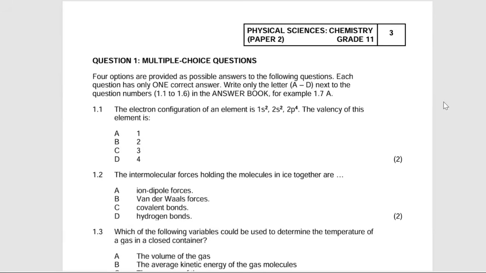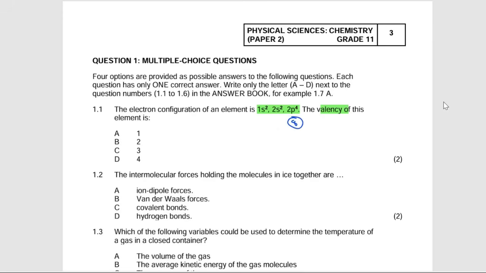Question number 1.1 reads: the electron configuration of an element is, so we're given an s-p notation of this configuration, and then we're asked in terms of the valency of this element. So we need to know how many electrons there are. If we add all these, 2 plus 4 plus 2, we're going to get a total of 8. So it means we're having 8 electrons.